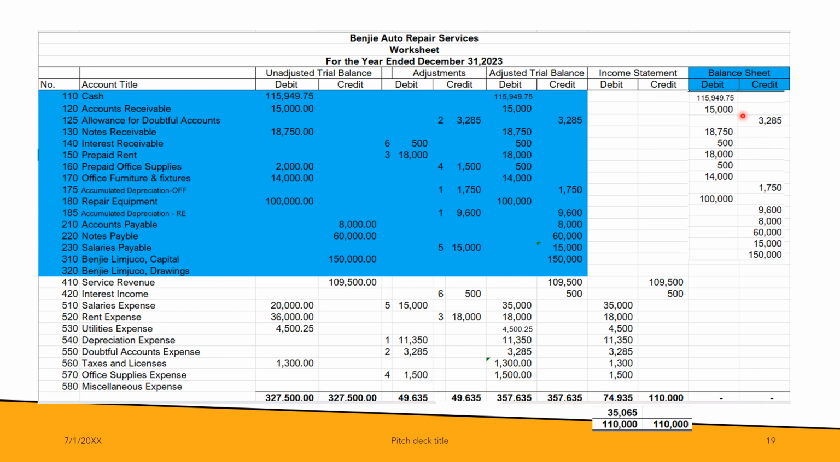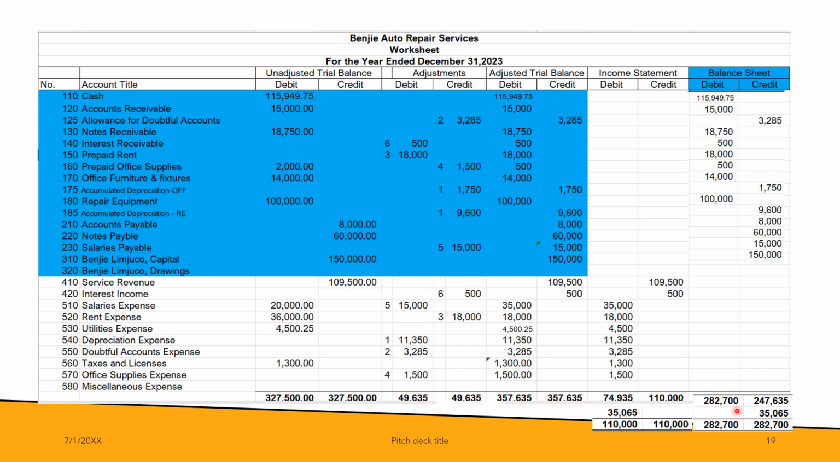And this is the result. For cash down to your Benji Limhoco capital, we extended the amount from the adjusted trial balance to the balance sheet column. And then we also get the total debit and total credit. Your total debit is 282,700 and the total credit is 247,635.